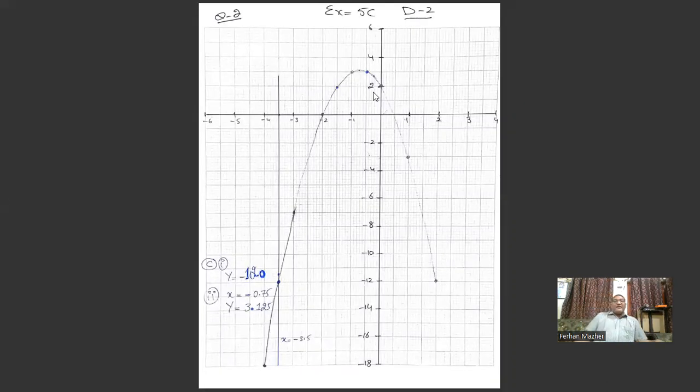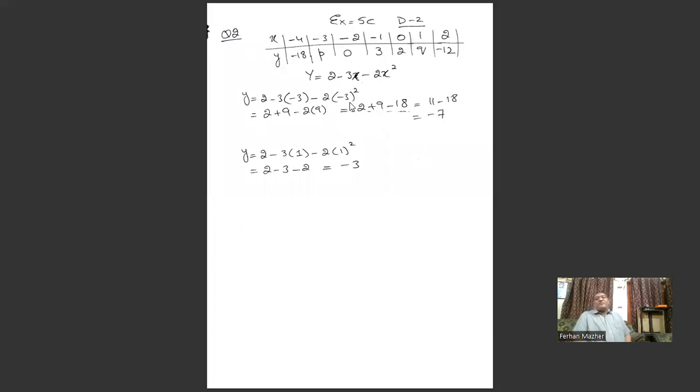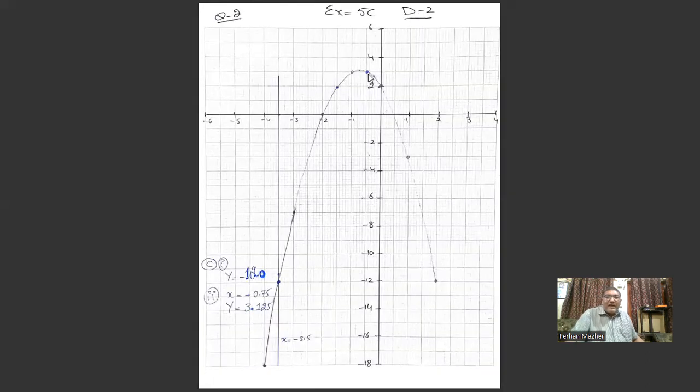If you look at these points, at -1 you have the value 3, so I will take an extra point. In that equation, I will put -0.5. In your calculator, you will enter 2 - 3(-0.5) - 2(-0.5)² and equals, and I will get the answer 3. So at an x value of -0.5, the value of y is 3. I will put this dot.